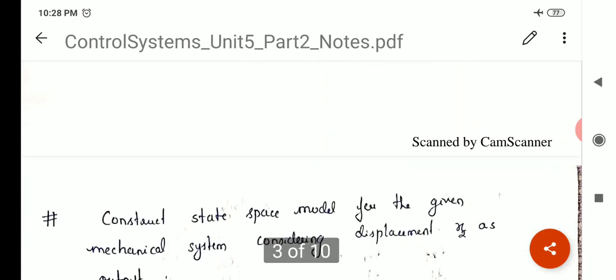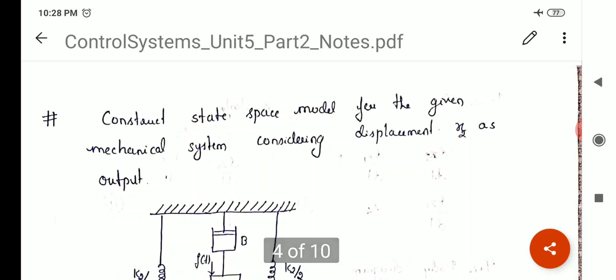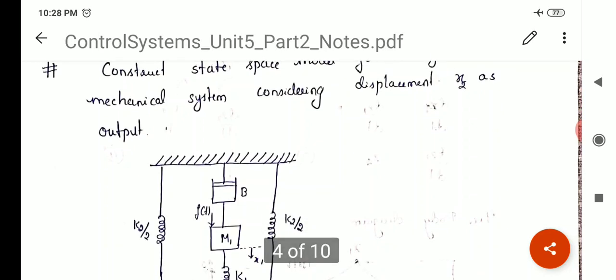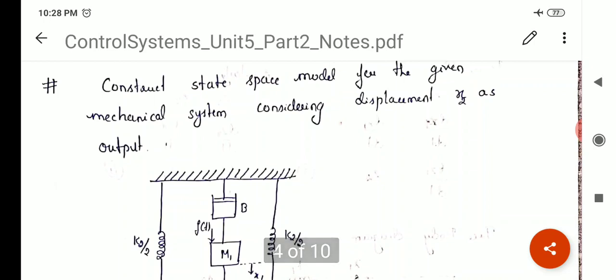Now let us see another example. As we have already seen the first example clearly, I'll just glance through the important parts of this. Now what does it say? This is the mechanical system given, and take the displacement x2 as the output. So it is important that you know what the output is. As it is given that x2 is the output, you should take x2 as the output.